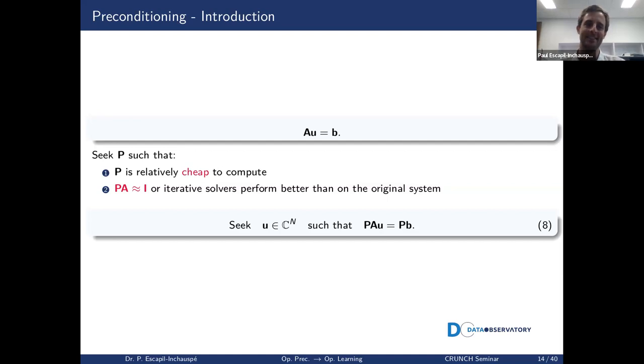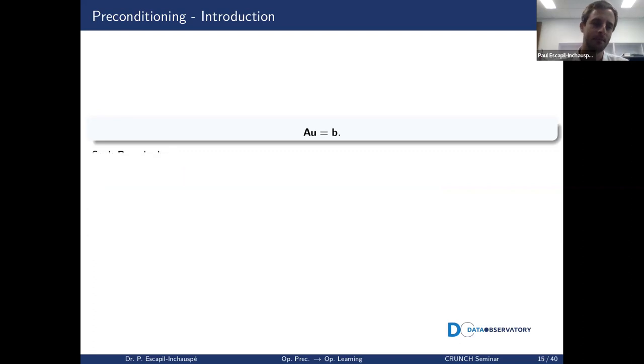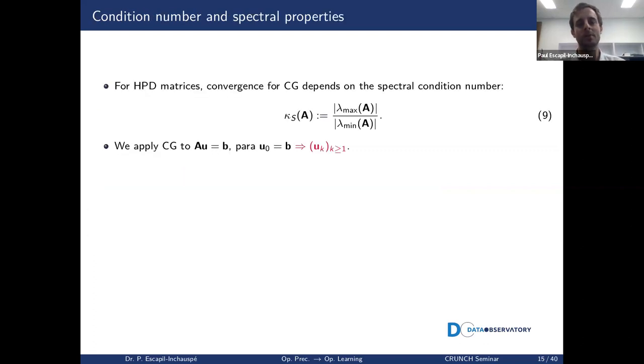So one simple way to try to accelerate convergence is using preconditioning. In this case, with multiplicative preconditioning, we seek another matrix that we multiply our system by, and this matrix is supposed to be cheap and easy to compute and to lead to an approximation of the identity and perform better than the original system for iterative solvers. So we arrive at a preconditioned matrix problem, which is defined here. It's just multiplying by the preconditioner as a multiplicative preconditioner. And with respect to iterative solvers, there are some bounds.